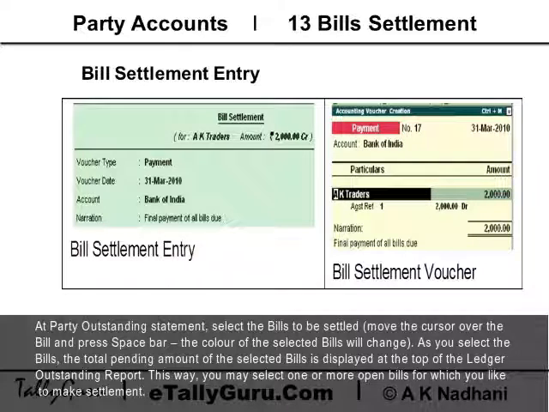At the party outstanding statement, select the bills to be settled. Move the cursor over the bill and press spacebar. The color of the selected bill will change. As you select the bills, the total pending amount of selected bills is displayed at the top of the ledger accounting outstanding report. This way, you may select one or more open bills for which you would like to make settlement.